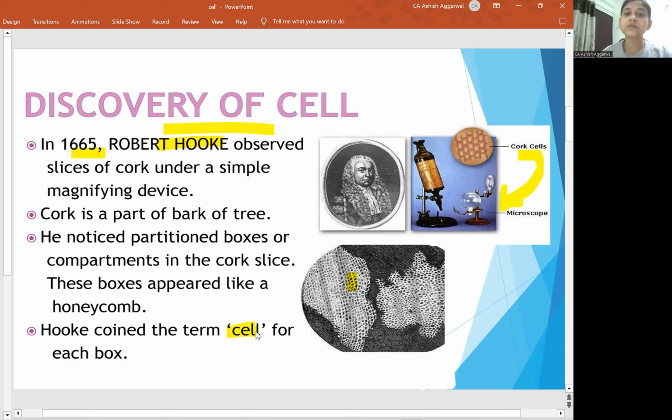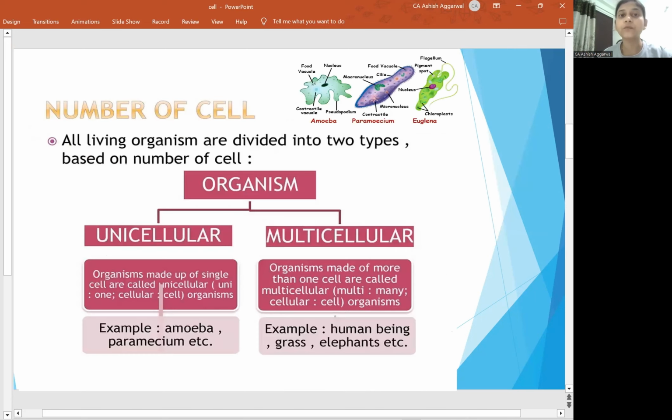He coined the term cell for each box. So who was the scientist who discovered the living cell? Antonie van Leeuwenhoek was the scientist who discovered living cells from a drop of water.